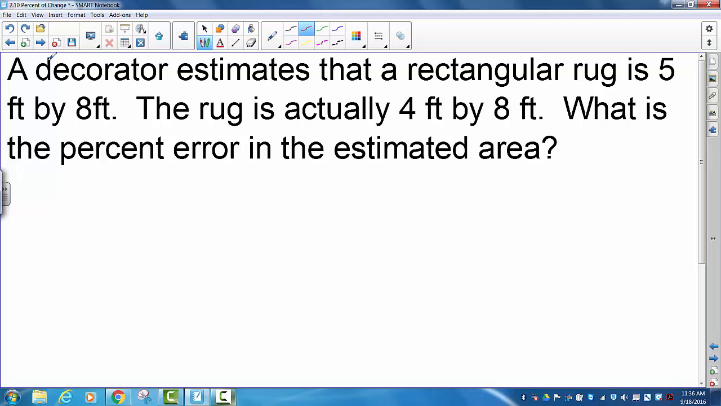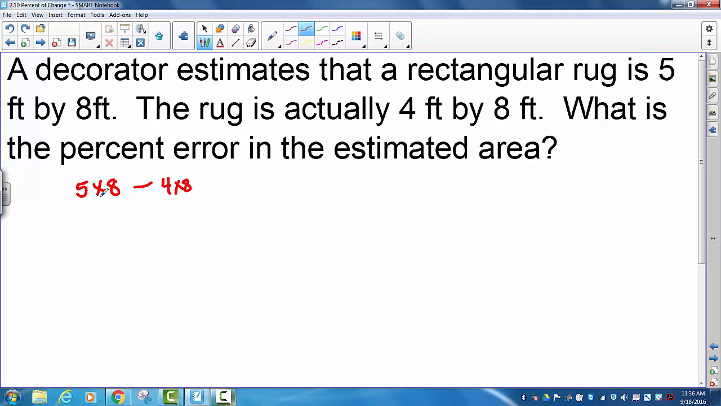Let's do an example. A decorator estimates that a rectangular rug is 5 by 8. So he said it was 5 by 8. He or she said it was 5 by 8, but the rug is actually 4 by 8. What is the percent error in the estimated area?